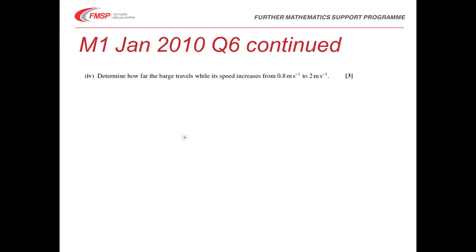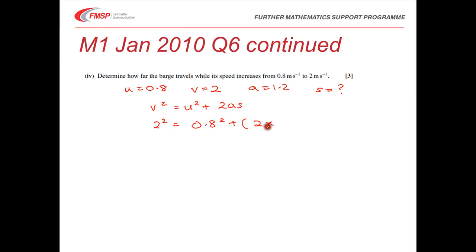Next part, we have to work out how far the barge will travel while its speed increases from 0.8, that's the initial speed, to 2, which is the final speed. Now we know the acceleration is 1.2 and we want to know s. So, correct choice of equation would be v squared equals u squared plus 2as. And just substituting in the numbers, 2 squared equals 0.8 squared, and then we have 2 times 1.2 times s.